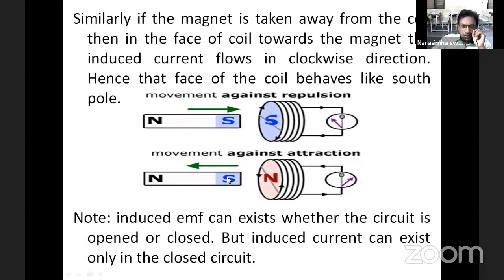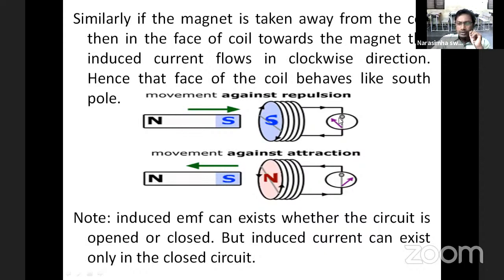Similarly, if the south pole is moving away, then this will become north, meaning the current flow is in anti-clockwise direction. Then both will attract. So here observe this galvanometer deflection. The magnet is moving forward, and it shows deflection in one direction. If it is moving in the opposite direction, then the deflection shows in exactly the opposite direction.